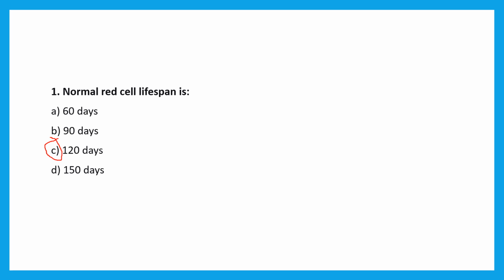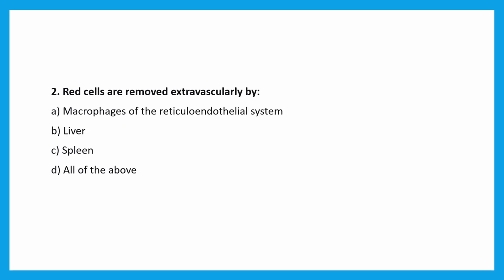We go to the next question, question number 2. The red cells are removed extravascularly by A, macrophages of the reticuloendothelial system, B, liver, C, spleen, D, all of the above. Red cells are removed extravascularly by, the answer is all of the above.